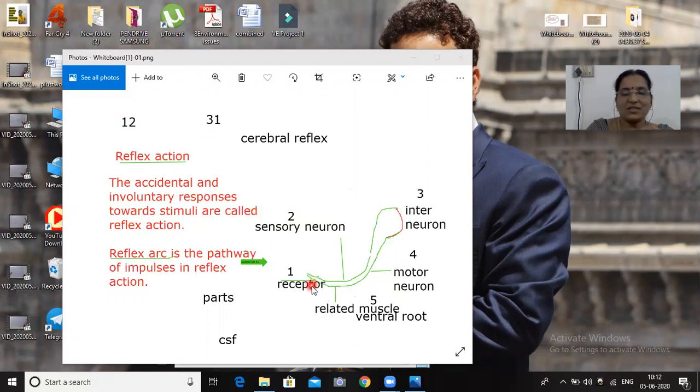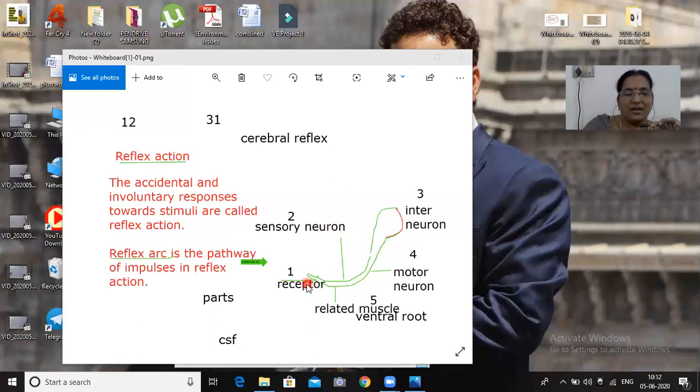So how does this process take place? First, receptors are stimulated. For example, when a hot iron touches, the receptors are stimulated, impulses are created, and impulses are carried by the sensory neuron. Sensory neuron carries these messages or impulses to the spinal cord. Then there is interneuron present that connects sensory neuron and motor neuron. From there, the messages come towards the related muscle and the reflex action is carried out.